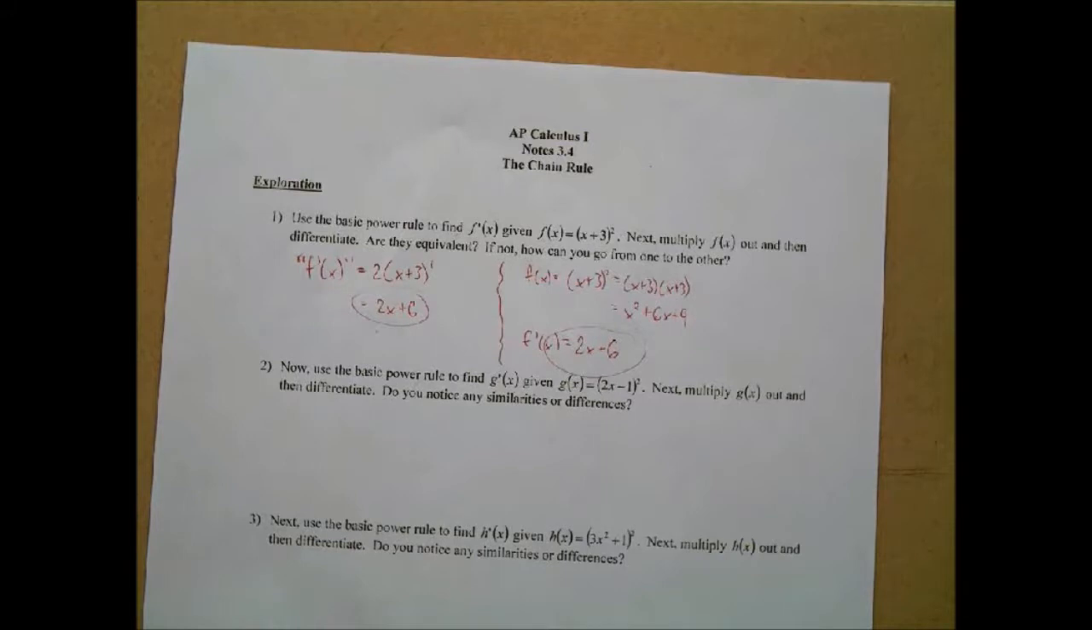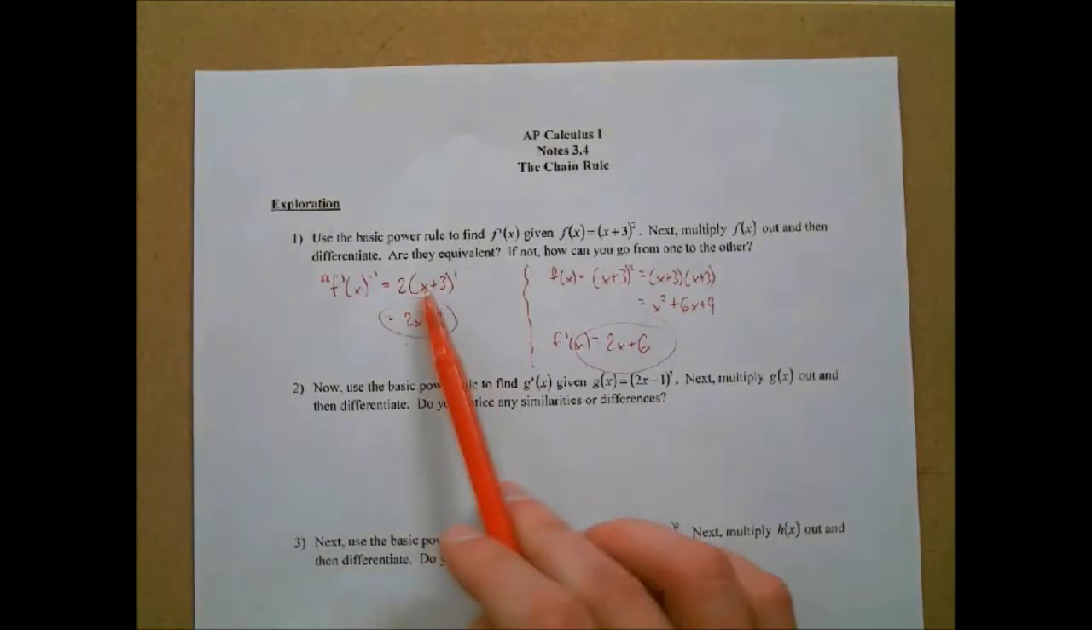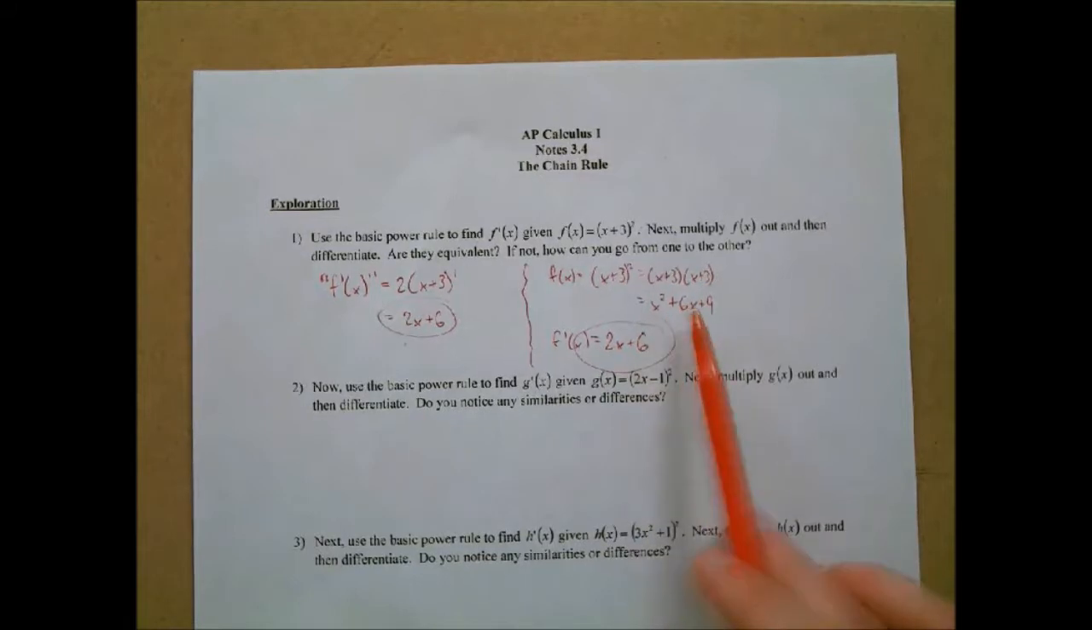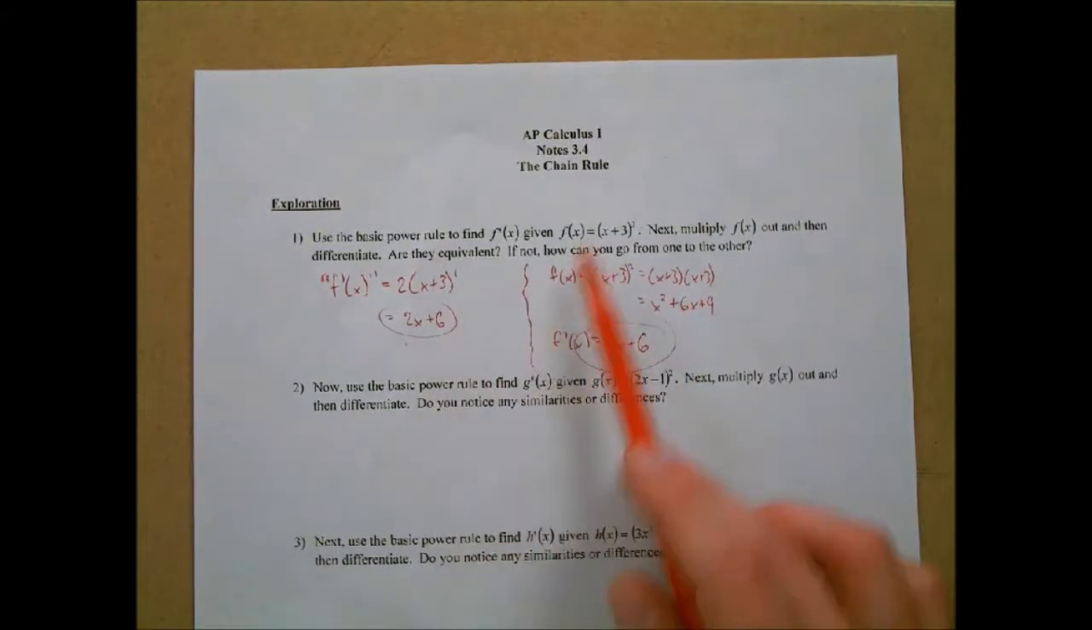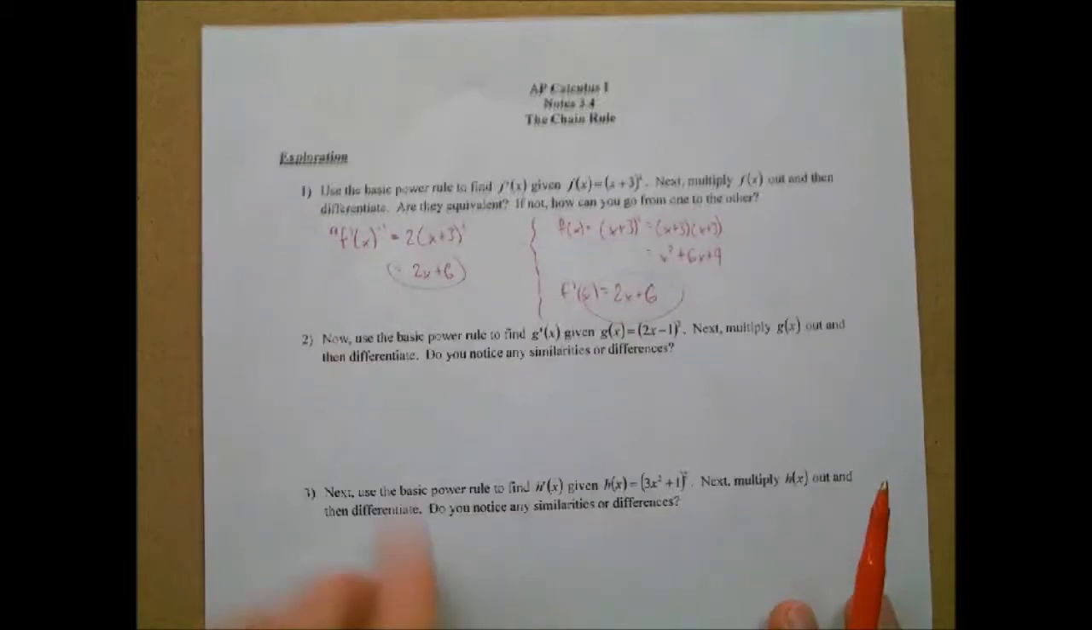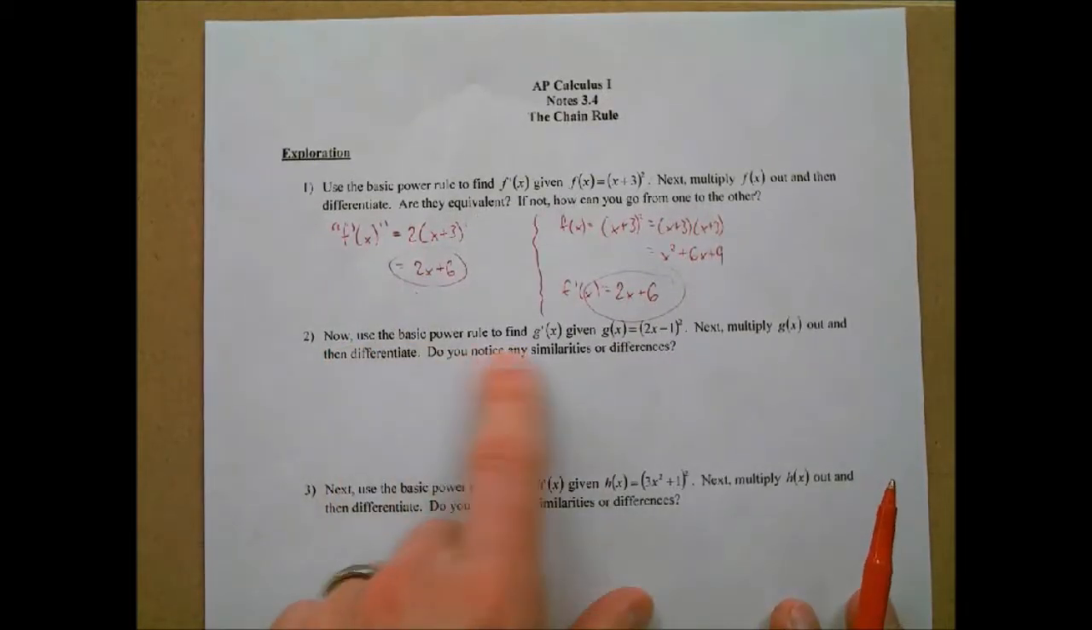If this works like we want it to, then we won't have to square this and multiply it out before we take the derivative. We can just go ahead and do it from how it's written. Okay? So let's try the next one here. Again, we're going to use the basic power rule to find this derivative.